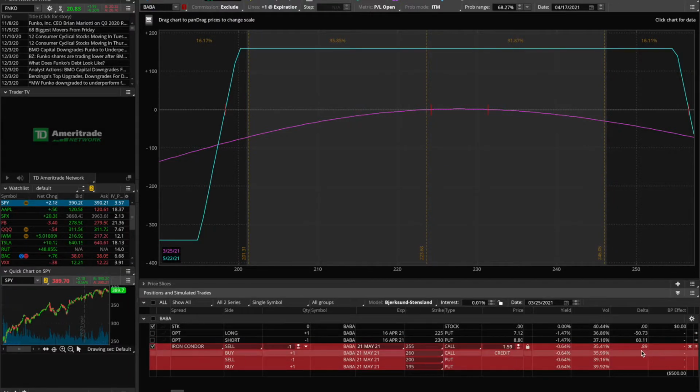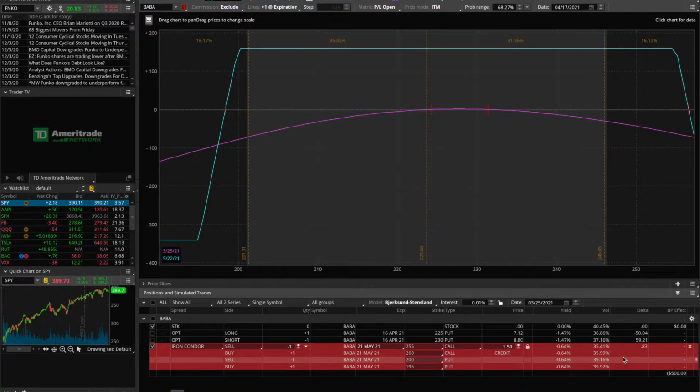Now the delta you see here is going to be interpreted a bit differently than if you're looking at an option in particular, right? Because for put options, the delta is negative. For call options, the delta is positive. The delta here shows you how much money you'll make for a $1 increase in the price of Alibaba in this case for this position, for this iron condor.